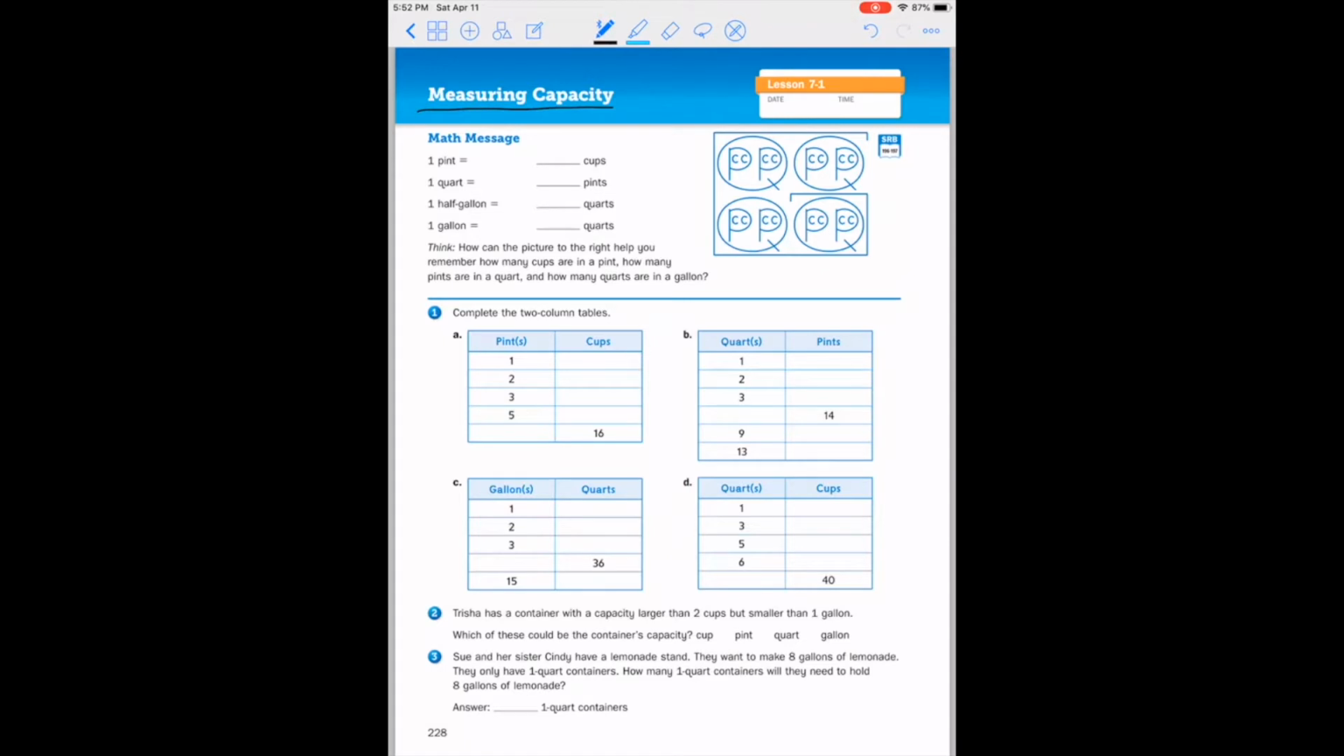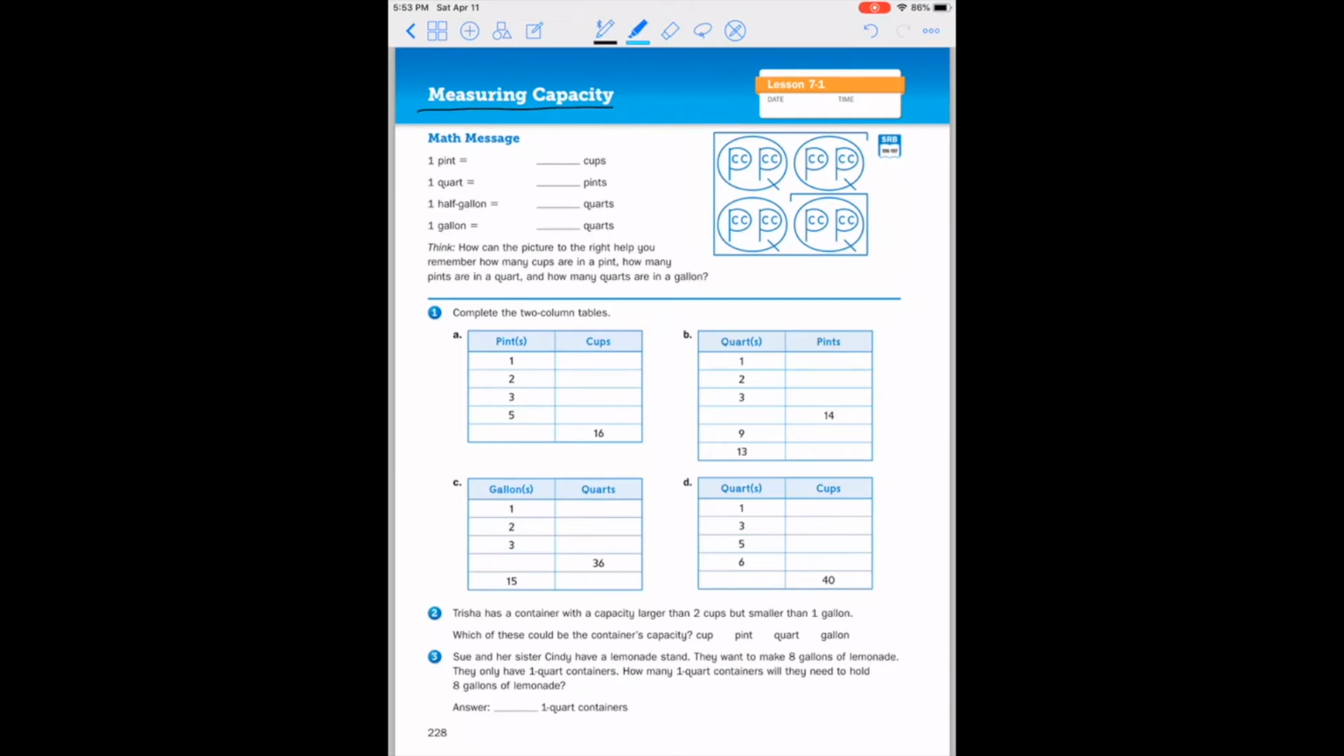Or a coffee mug. When I drink my coffee in the morning, I know my coffee mug can hold 10 ounces. Anything over that is over capacity and it would spill. So that's what capacity means. Okay, so you'll see the same picture of the G, Q, P, and C that you see on the side that we had in our math message. So let's fill in what we had for our math message.